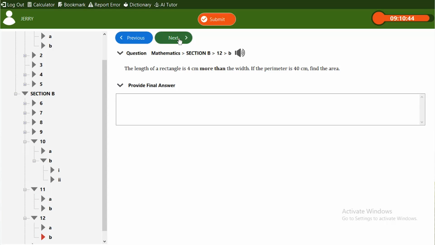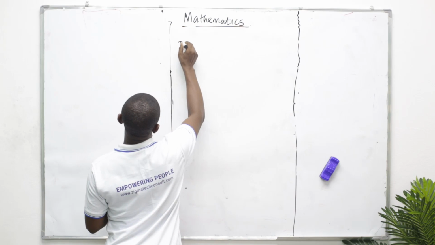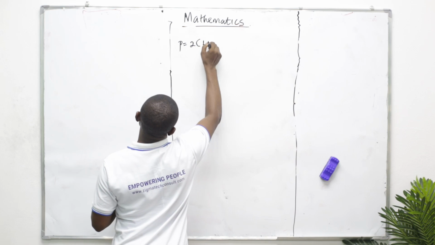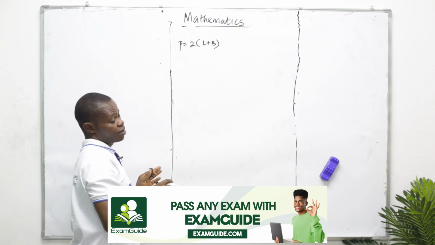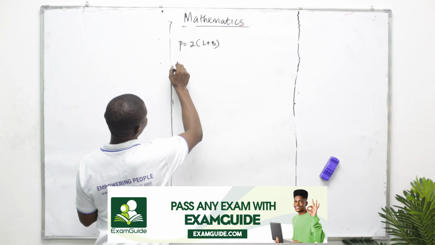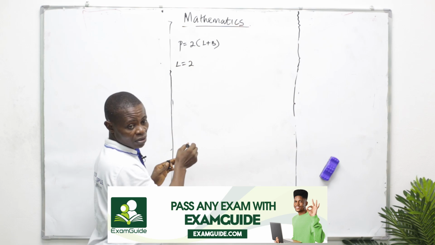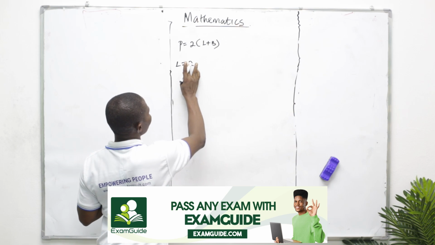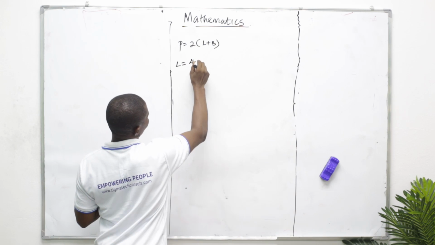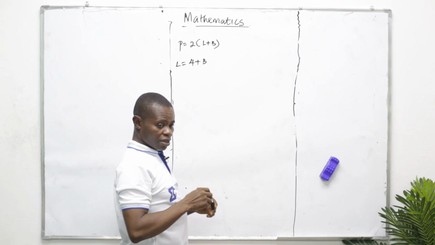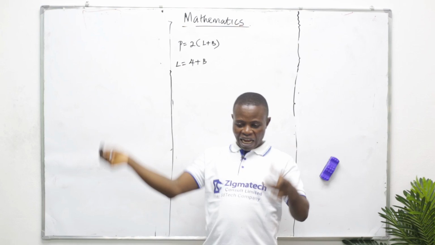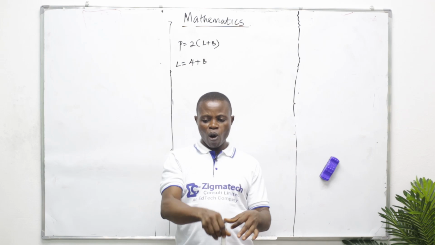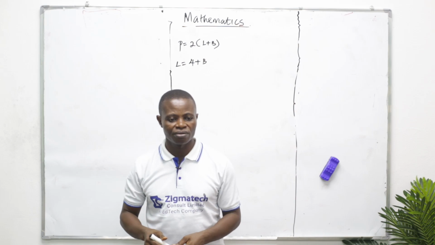If the perimeter, now coming from this angle, you have to think about the perimeter of a rectangle. P equals what? 2 bracket L plus B, okay? How many of you still remember? Okay. But you were told that L equals 4 cm more than, that is 4 plus, the width. They did not say 4 times. They say 4 more. More means addition.